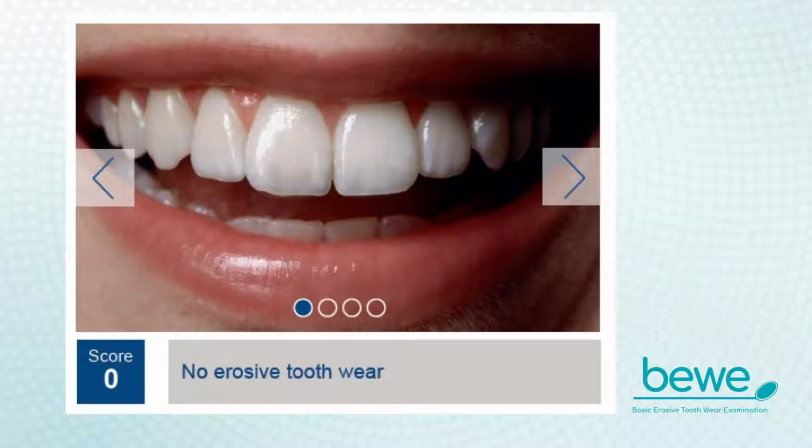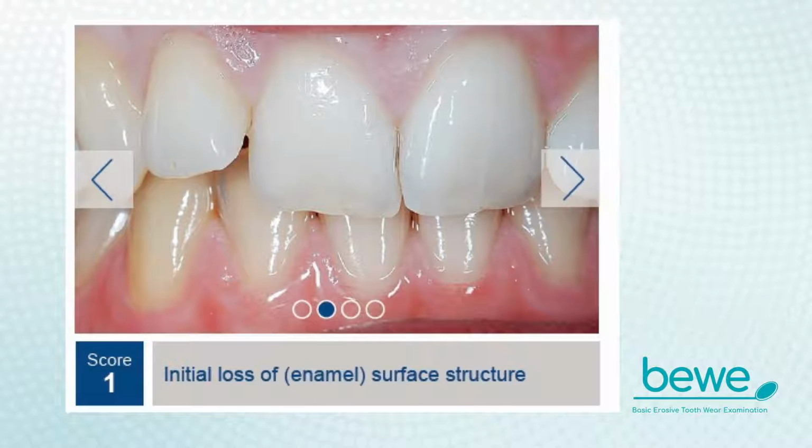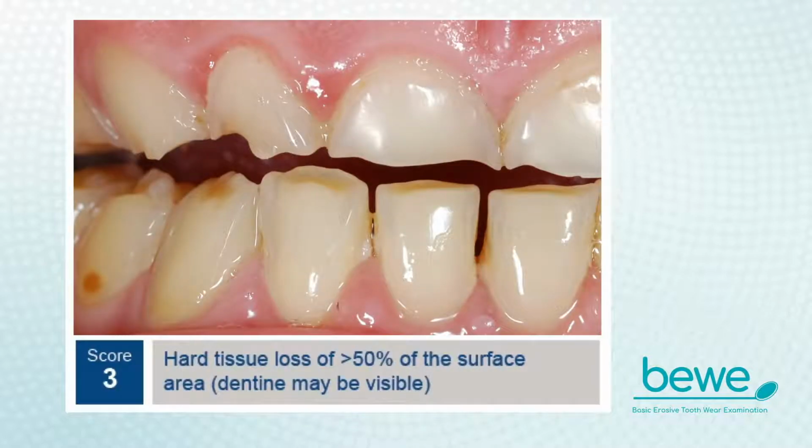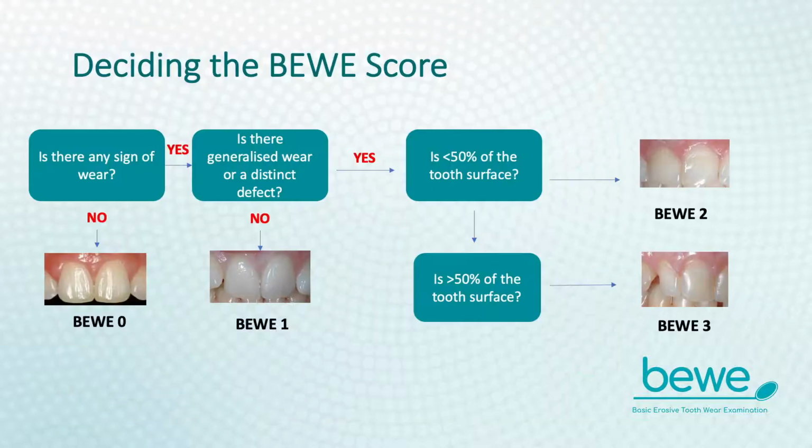Score 0 is used for no wear. Score 1. Here you can see early changes to the enamel surface with loss of mamelons and flattening of the enamel, as you can see on these central incisors. Score 2. As you can see on the upper left central incisor, there is erosive tooth wear near to the cervical margin, but it is less than 50% of the surface. This image shows the erosive tooth wear has progressed to involve more than 50%, and dentine is showing with loss of clinical crown height.